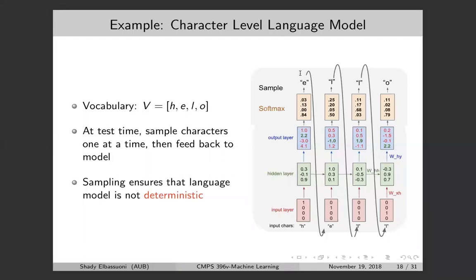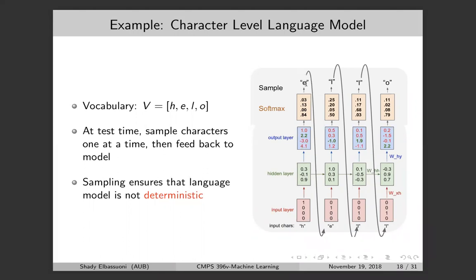Sampling, you mean like we choose a random letter based on the probability? Yeah, a random letter based on this probability. So most of the time you will pick O, but also you will pick E sometimes, and you will pick L sometimes, right? So this is what I mean by sampling. Okay, thank you.